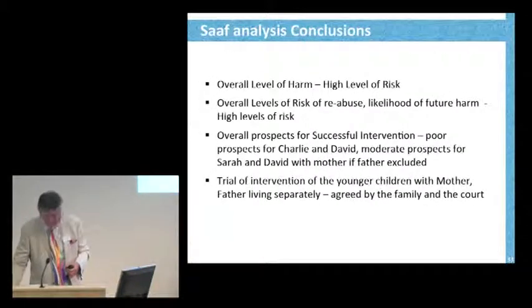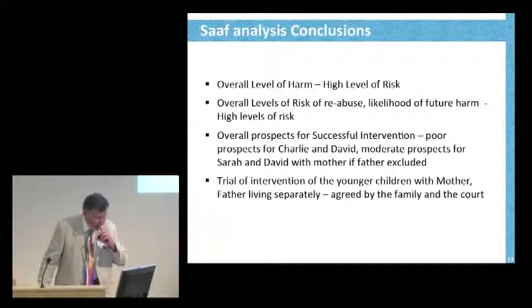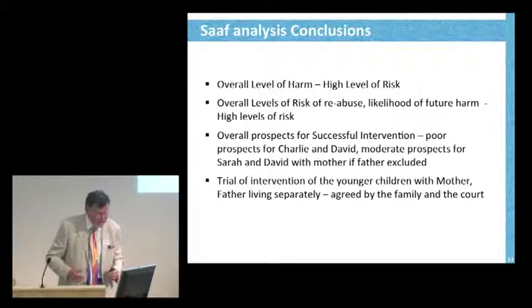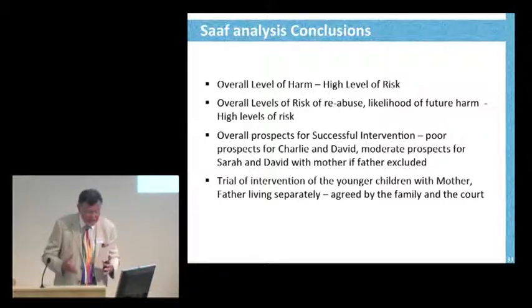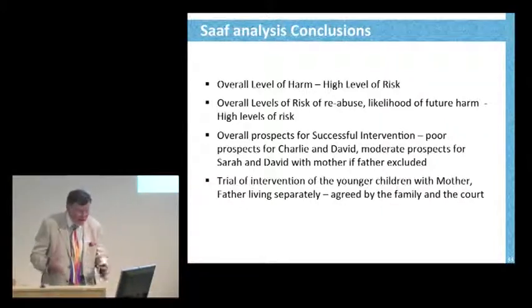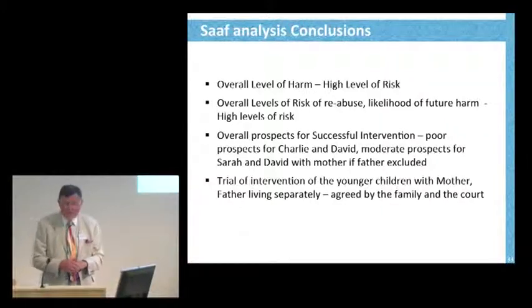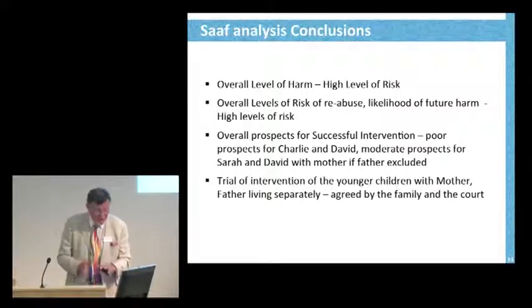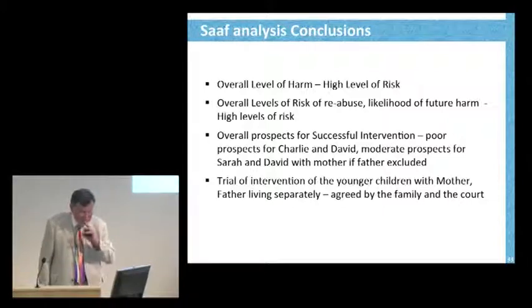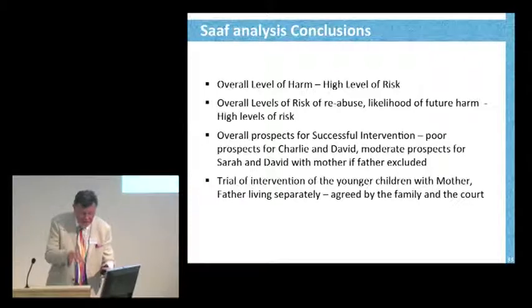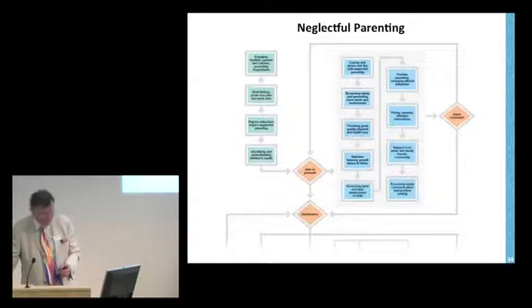There was limited acknowledgement on father's part of the significant failure of care. Our safeguarding analysis conclusion, without going through all the details, was that there was a high level of risk: overall high levels of risk of abuse and a likelihood of future harm. The overall prospect for successful intervention was very poor for Charlie and David. We felt there was a moderate prospect for Sarah and Jack with mother if father was excluded. We proposed a trial of intervention with the younger children and mother, father living separately, agreed by the family and in court.